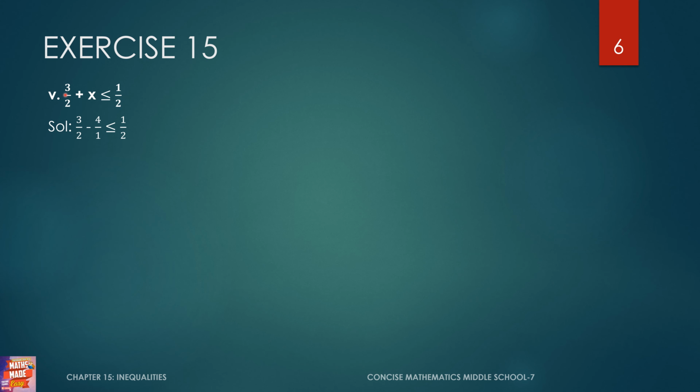Now 3 by 2 plus x is less than or equal to 1 by 2. Here they have given it in fraction form. Don't worry or get tensed. First, the replacement set was minus 4, minus 3, minus 2, minus 1. It was in integers. As I said in my previous video, the replacement set was not the solution set, children, replacement.